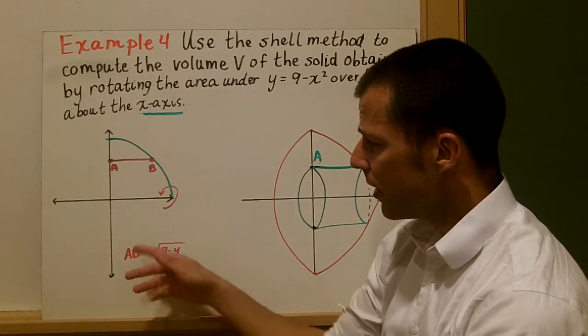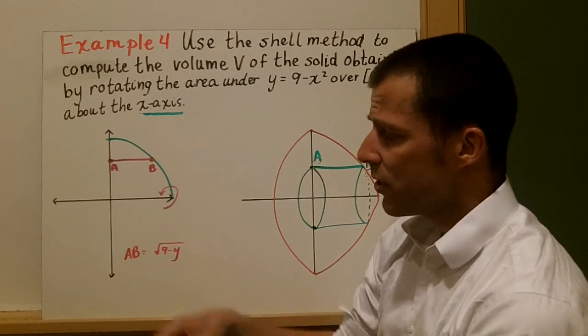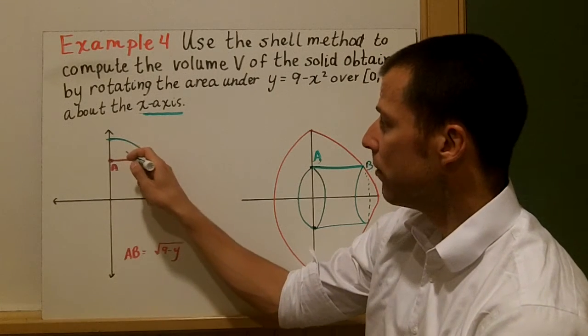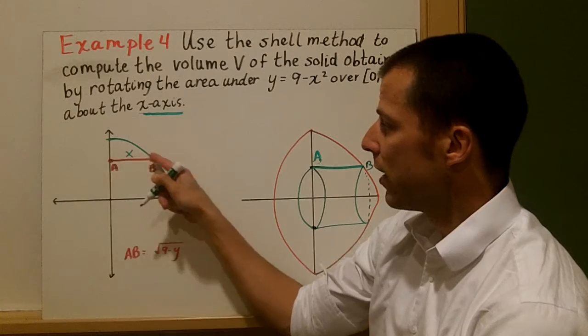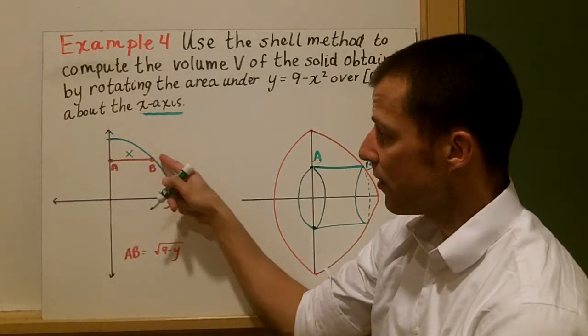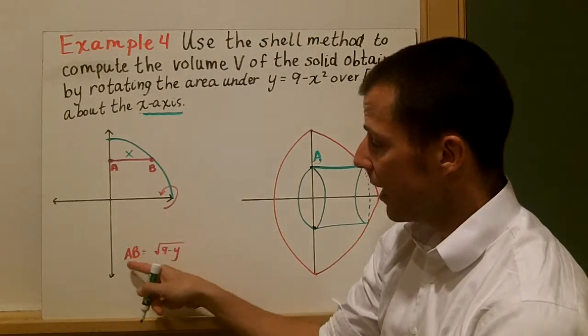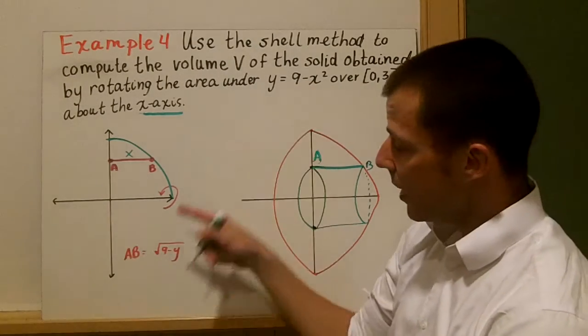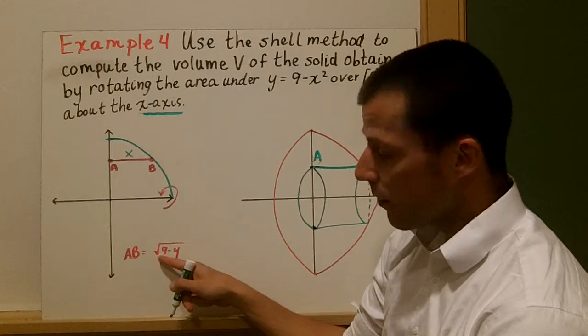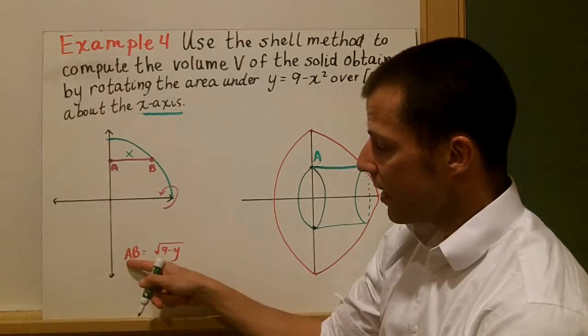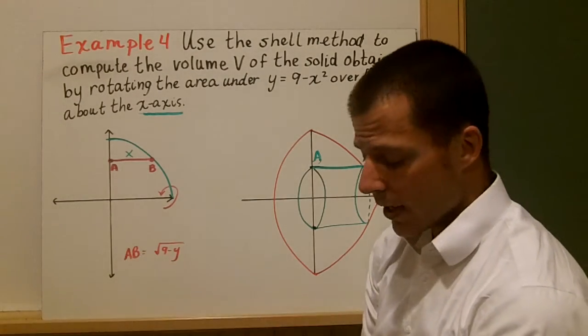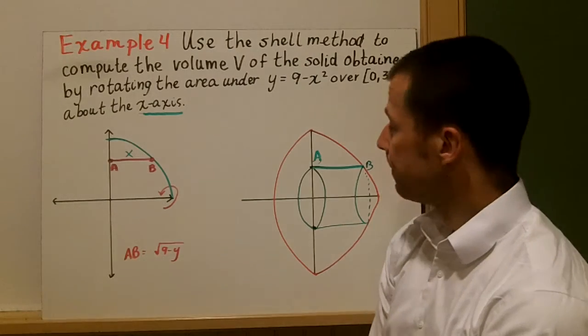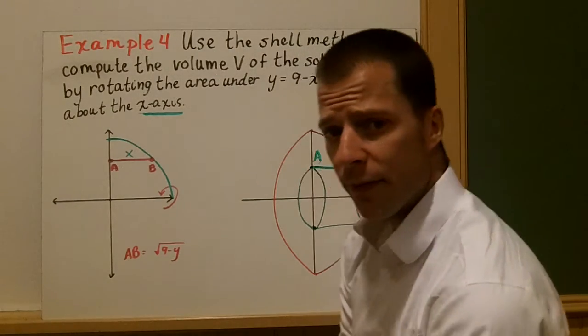So how do we know what AB is? Well, when we solve here, this is just an x value because we're going a length from the y-axis out to some point on the graph. To find that, we just solve our equation for x. When you do that, you get x equals the square root of 9 minus y. In this case, x is AB. So that's important to know. That's our radius. So what does that figure look like?